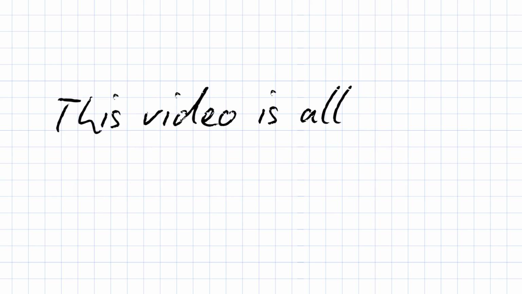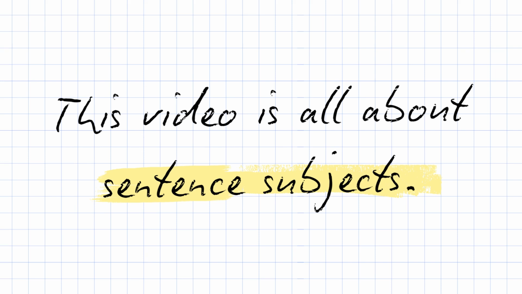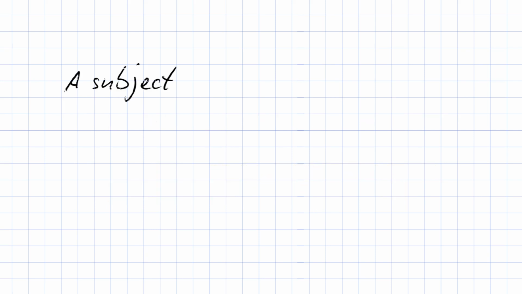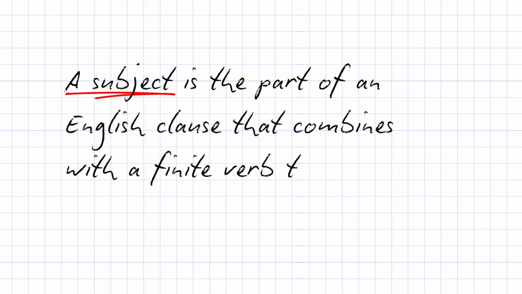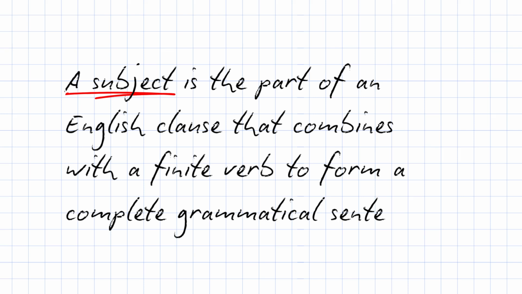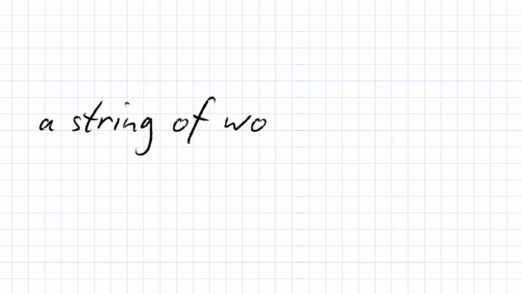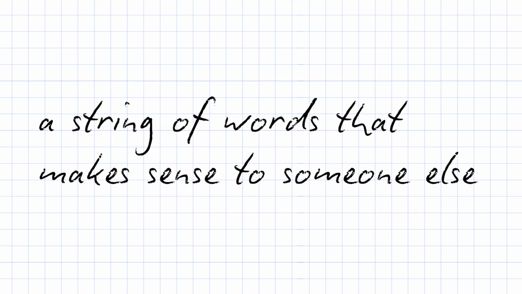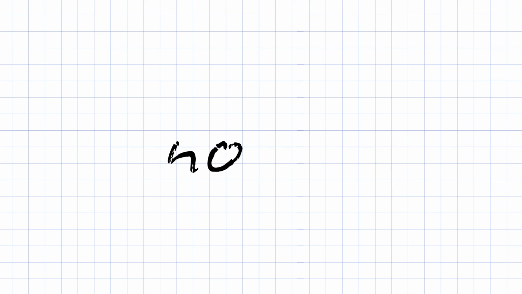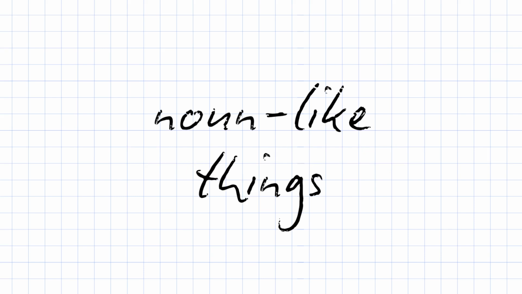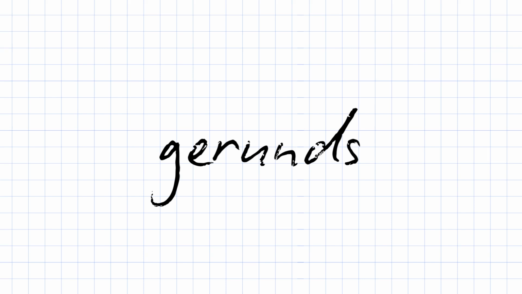This video is all about sentence subjects. A subject is the part of an English clause that combines with a finite verb to form a complete grammatical sentence. That is, a string of words that makes sense to someone else. In many cases, the sentence subject is a nominal of some kind. Nominal is a word that refers to nouns, noun phrases, and noun-like things, including pronouns and gerunds.